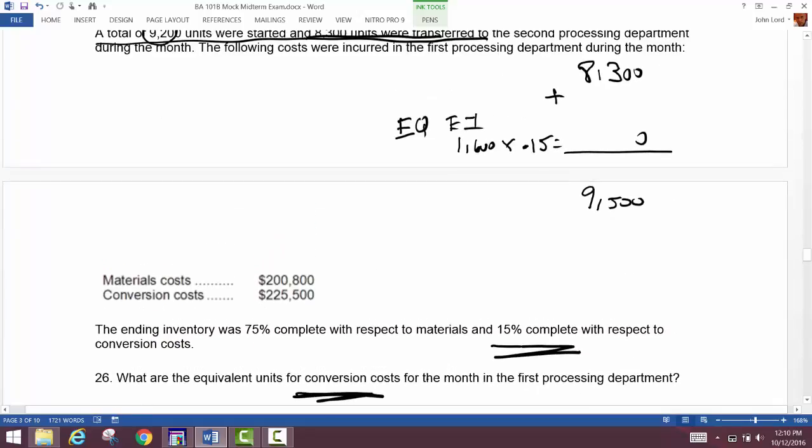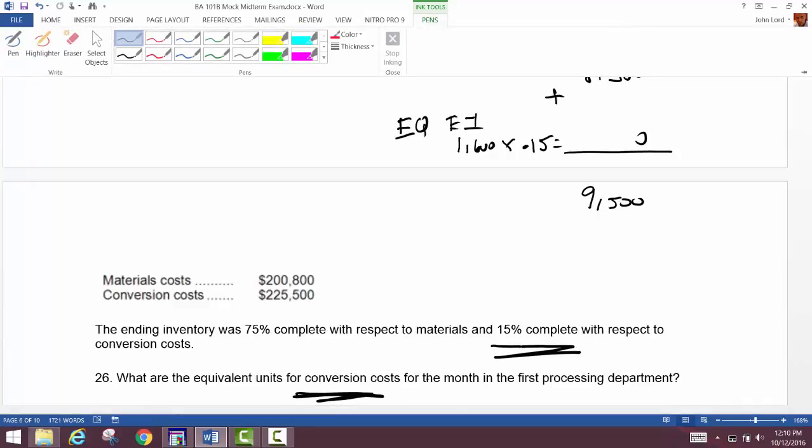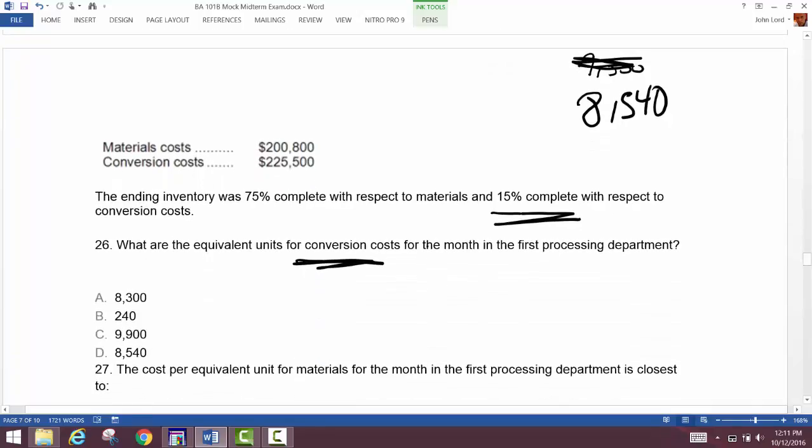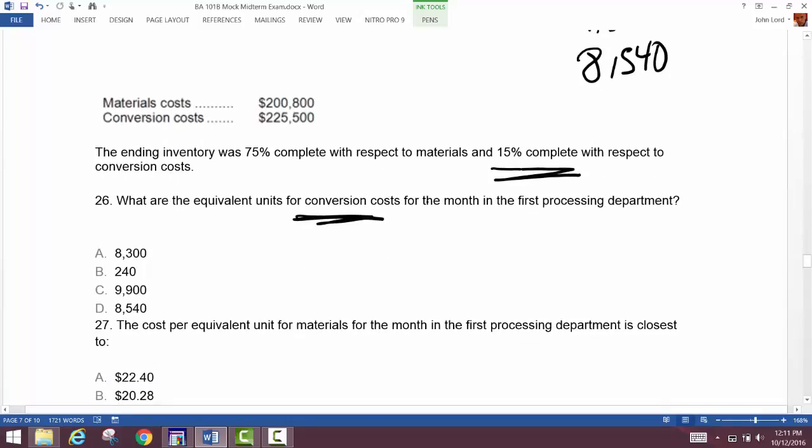Okay, so where we are right here: 1,600 times 0.15 is 240. Okay. So 8,300 plus 240 gives me what? 8,540. Okay, so the equivalent units here is 8,540. Did I say the answer was D? Okay, so 8,540 is D. All right, sorry about that. I think the thing's behaving now.